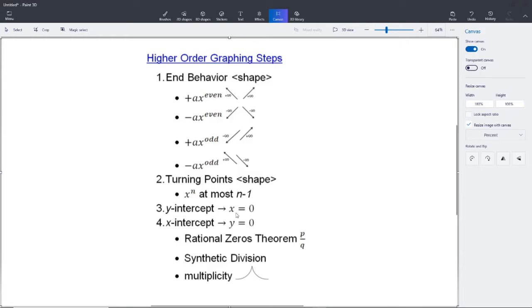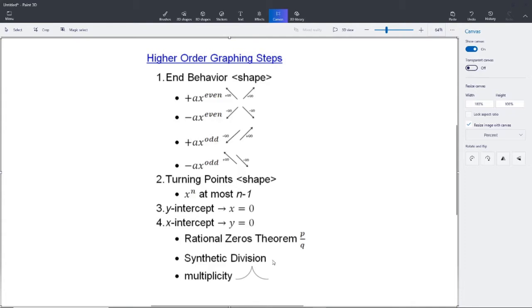Then we assess the y-intercept. We've done that in every graph that we've done so far this semester. And then we worry about the x-intercepts, where y equals 0. Now, for us to be able to do that in higher order graphing, we've got to do a couple of things. We have to assess what are the potential values we can use for x-intercepts. That's called the rational zeros theorem. And then we've got to synthetically divide to figure out if these are zeros or not.